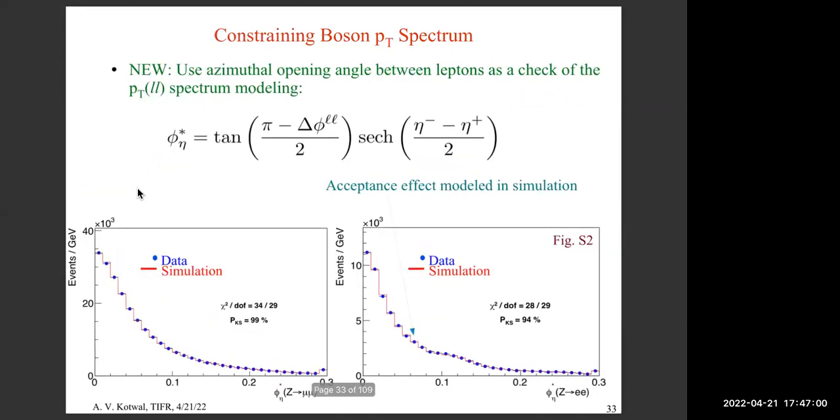Okay, so at least one aspect of the theory modeling is constrained this way. This was a distribution we didn't look at in the past, but it has been used by our colleagues on other experiments. So this is the azimuthal angle, so to speak, between the 2 leptons. So this is a measure of the PT of the leptons, but done in a different experimental way. So this time we use this distribution also.